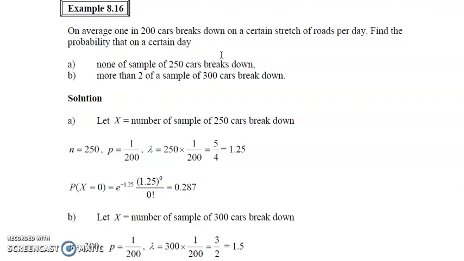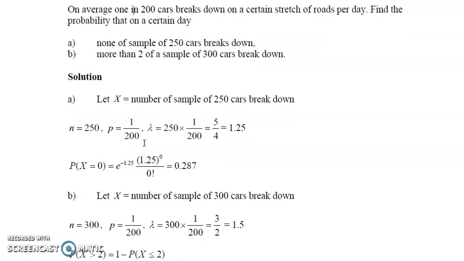If you read properly, we will have a binomial distribution again, where the number of the sample of 250 cars that break down is x, and n is equal to 250. How can we know p? P will be equal to 1 over 200, which is said here: on average, 1 in 200 cars break down. It doesn't give a probability directly, right? But it is given in a hidden way here. Probability is equal to 1 over 200. So we'll be having what?